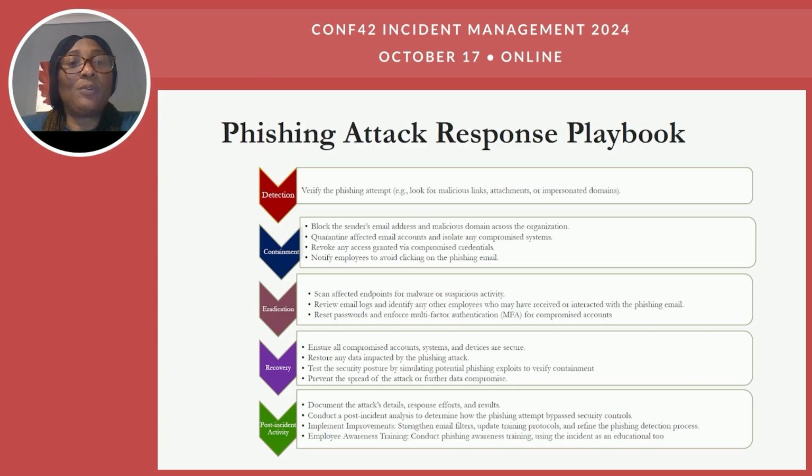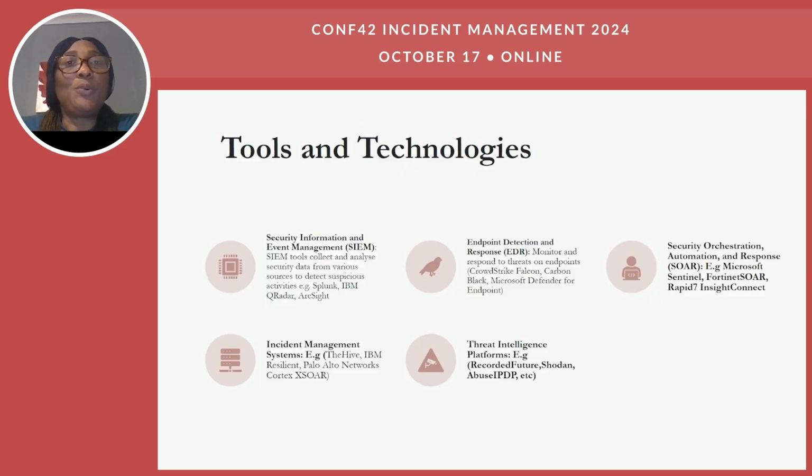So this is a sample of a possible phishing response playbook that could be developed to prevent the spread of phishing attacks. This is not the best of it, but this is just to give us an idea of what a phishing response playbook looks like. And then we look at the tools. These tools are actually used to automate the playbooks.